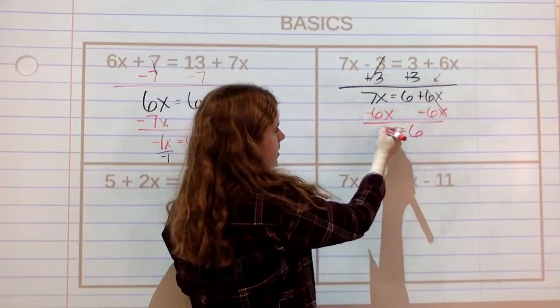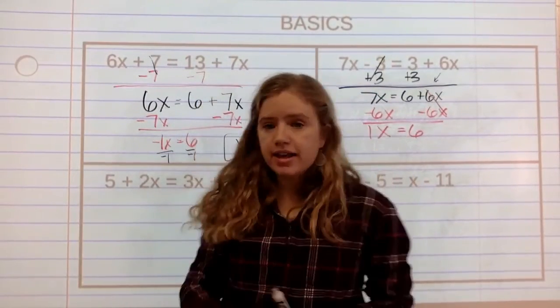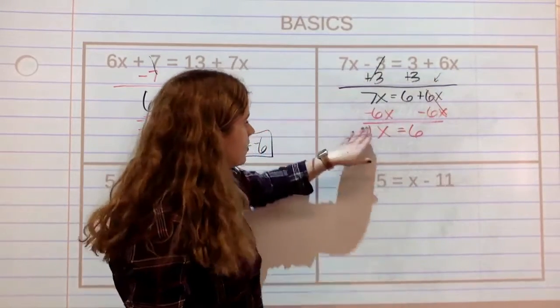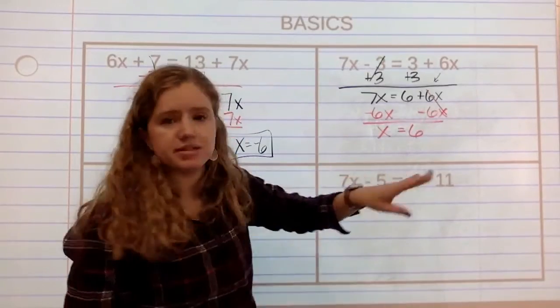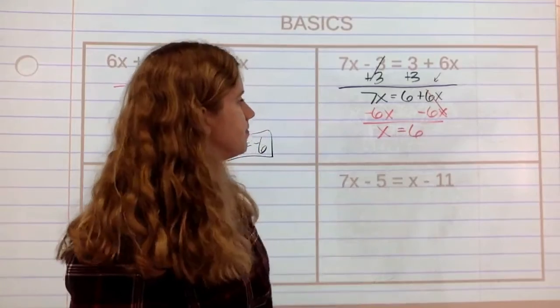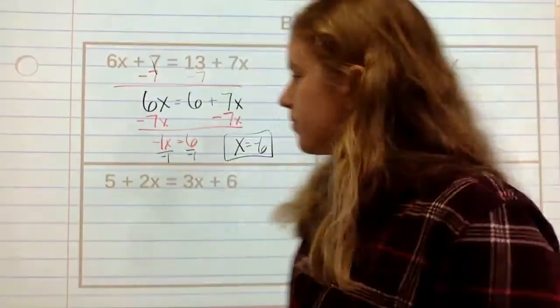7x minus 6x equals 1x. Now, unlike this problem where it said negative 1x, I don't have to do anything. I could theoretically just erase that 1 because it's not negative. So our answer would be x equals 6. Okay, let's look at this one.